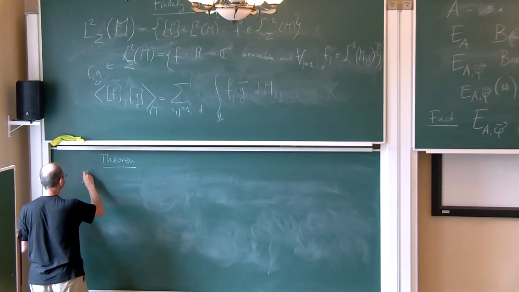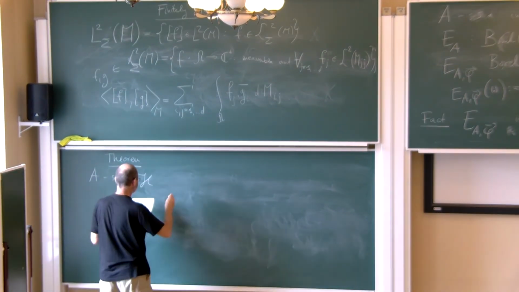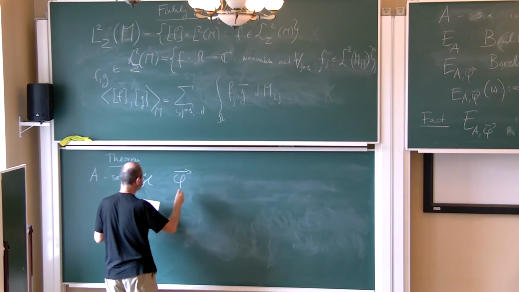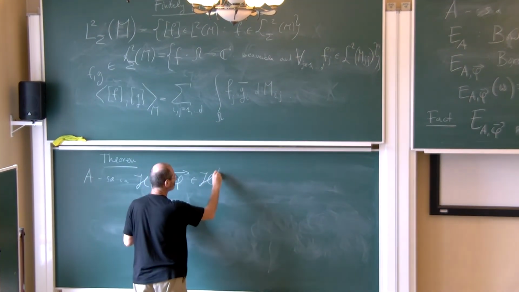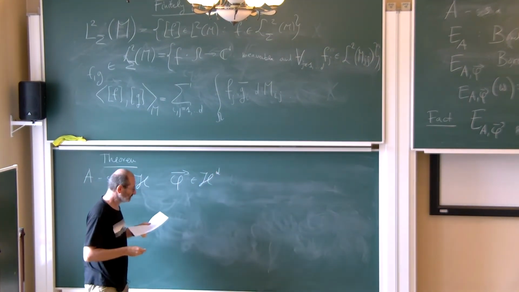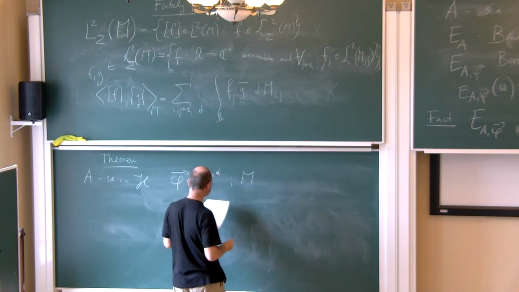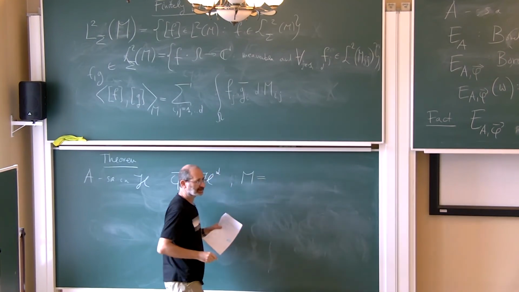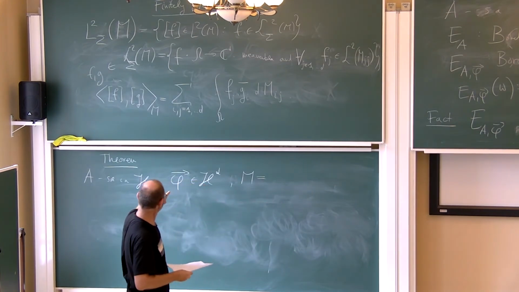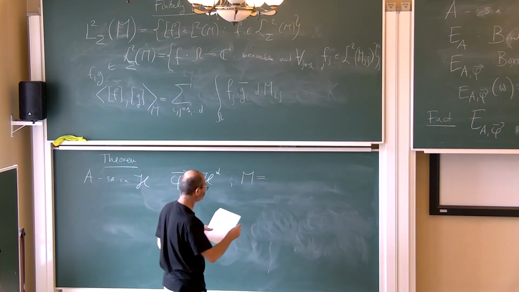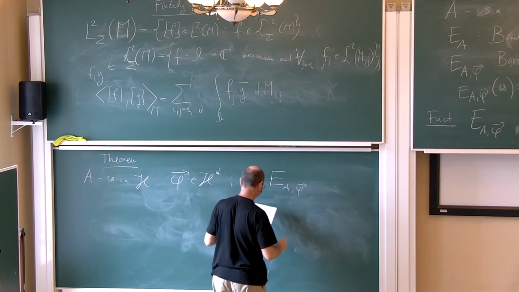Theorem. So A is self-adjoint in H. Phi arrow is just a system of the dimension d, where d is natural, and let us denote for short that M is just the matrix, the spectral matrix measure for A and phi arrow. So this is equal to E A phi arrow.